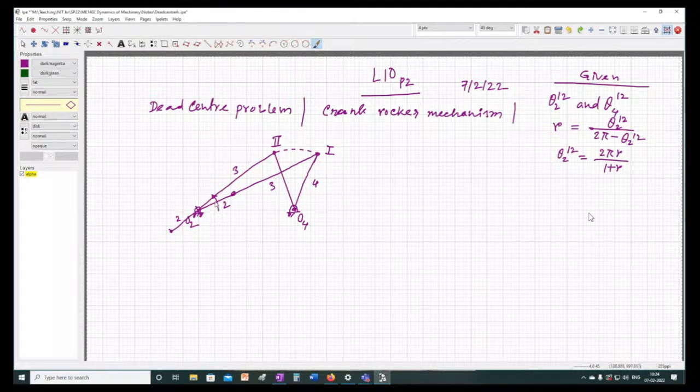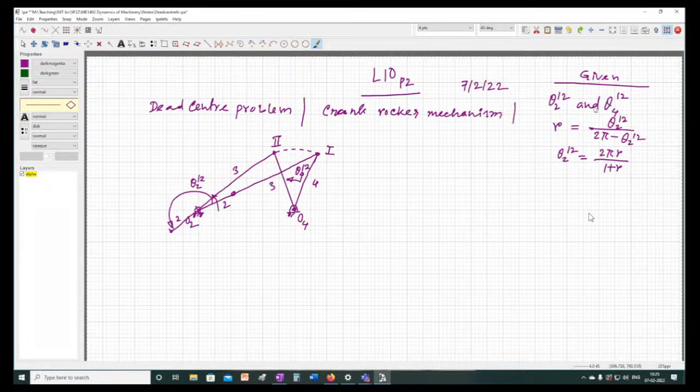So what happened to link 2? Link 2 is rotated this much from this point to this point, and this angle we call theta 2 12, as we did for the last case, from one extreme position to another extreme position. In the next extreme position also, the crank and coupler are collinear, and at the same time the follower is rotated by this angle theta 4 12. Why are we writing superscript 12? Because it is moved from position 1 to position 2.